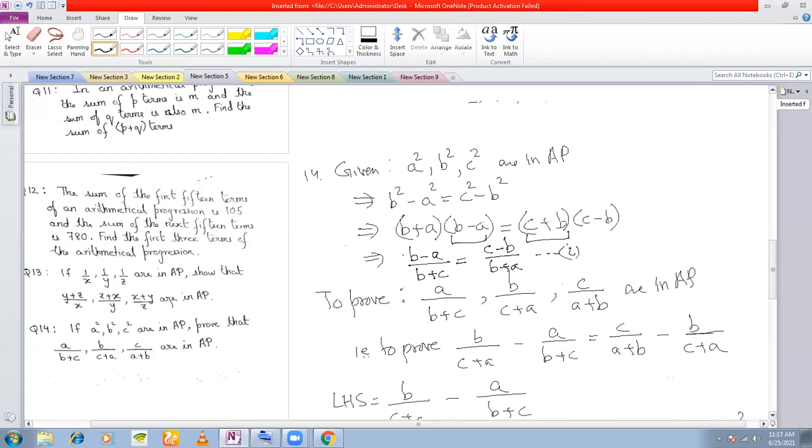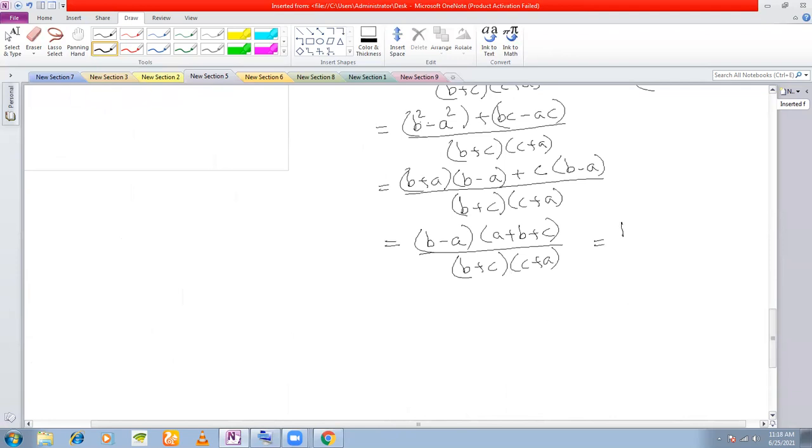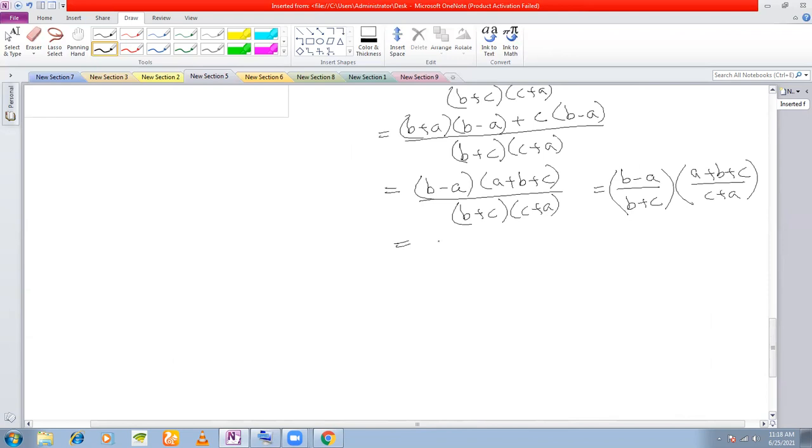Let us now call this 1. So I have this ratio here, b minus a by b plus c is equal to what? C minus b by b plus a. So from the left hand side, I can replace b minus a by b plus c by c minus b by b plus a. So let's write it as b minus a by b plus c into a plus b plus c by c plus a. Now I can replace b minus a by b plus c by c minus b by b plus a. And this is as it is, a plus b plus c by c plus a. This we are getting from 1.